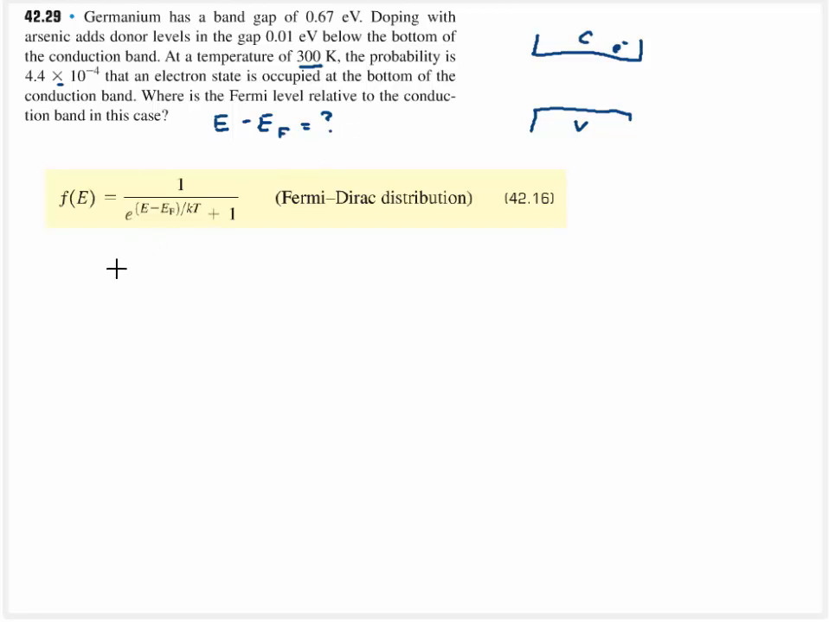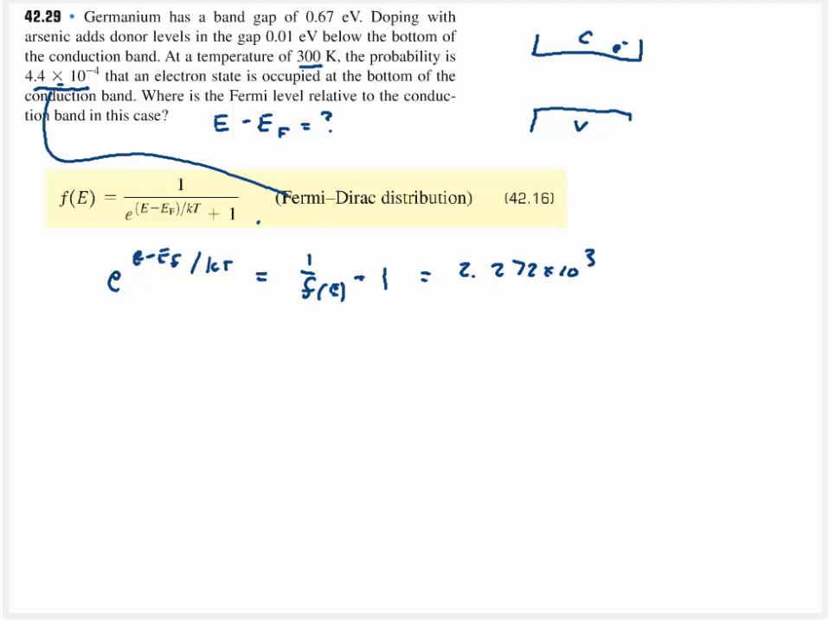So what we can do is say, okay, from the Fermi-Dirac distribution, we do know that e to the (E minus EF) divided by kT is going to be equal to 1 divided by this probability, minus 1. And we know what the probability is. It was 4.4 times 10 to the minus 4th. And so that's going to be equal to 2.272 times 10 to the 3 when you plug that in right down there.